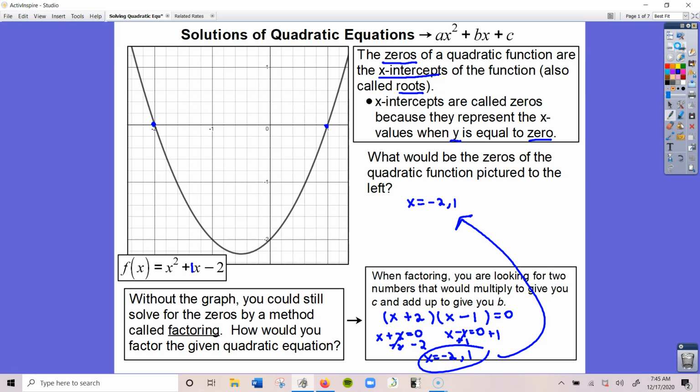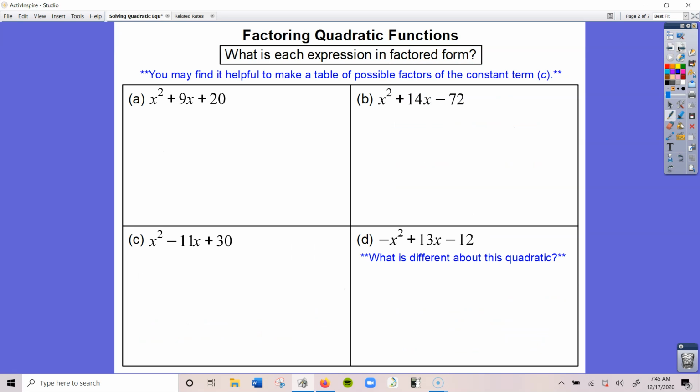Let's go ahead and practice factoring a little bit more because I know that this is where we tend to have some difficulty. So for this first one, we have x squared plus 9x plus 20. So again, I'm going to open my two parentheses. I'm going to put x here and x. And now we have to figure out what two numbers multiply to give you 20 and add to give you 9.